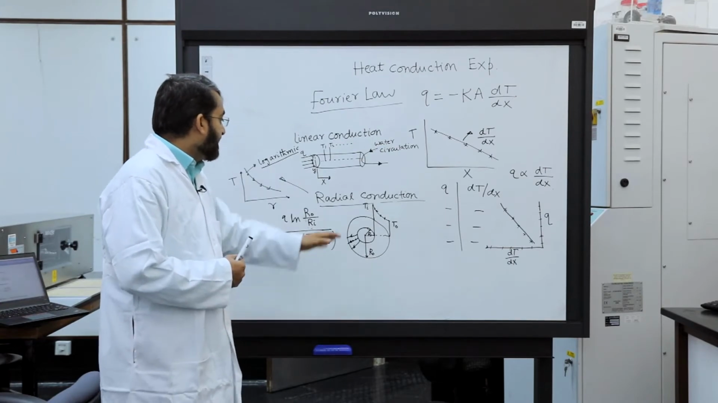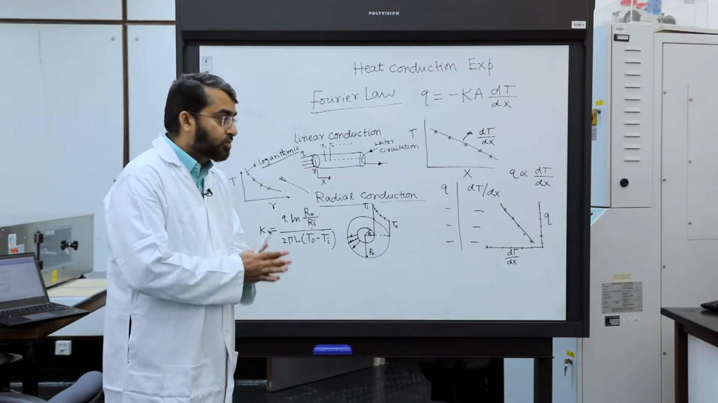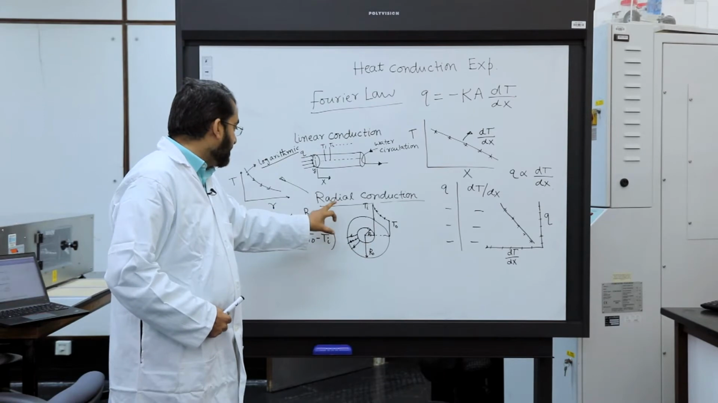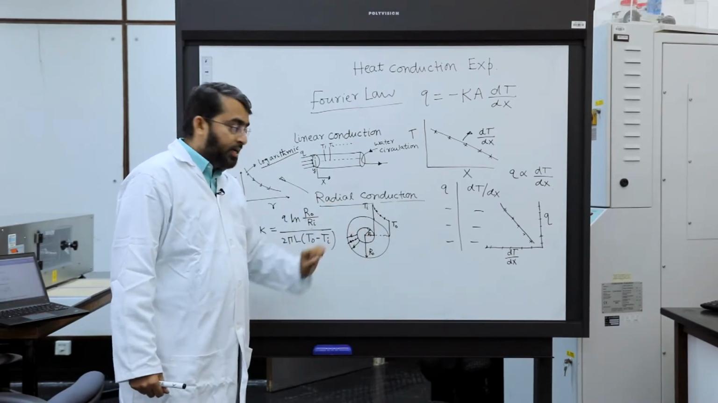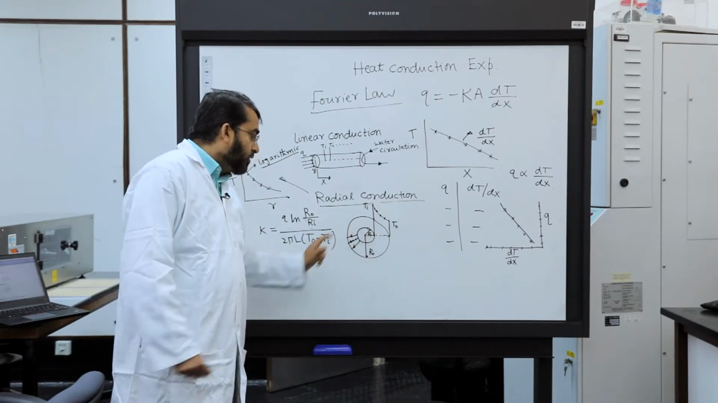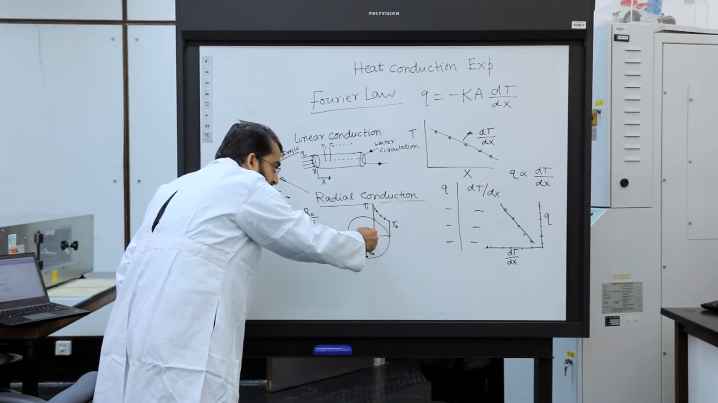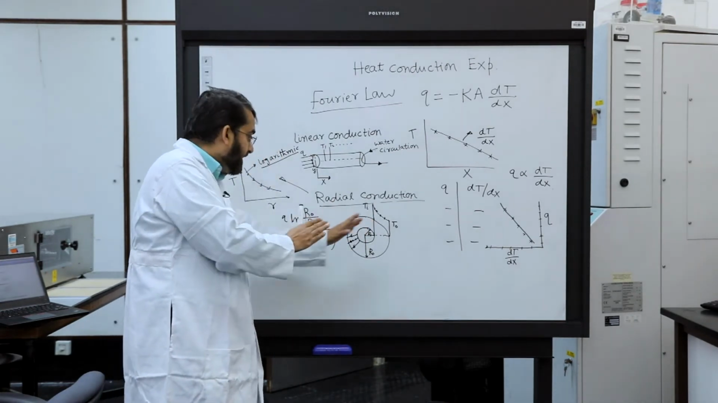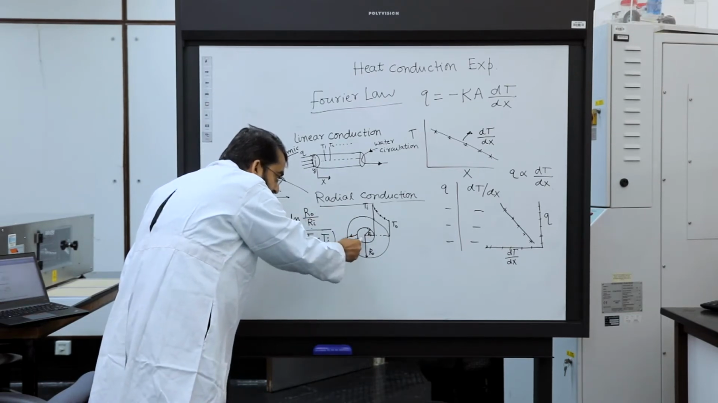Now, let us come to the radial conduction. In the same setup we have radial and we have linear. In the radial conduction we have an inner cylinder and an outer cylinder. Heat is applied at the inner cylinder. From the axial side it is insulated, so there is no heat conduction in the axial direction. Heat will be conducted in this direction.